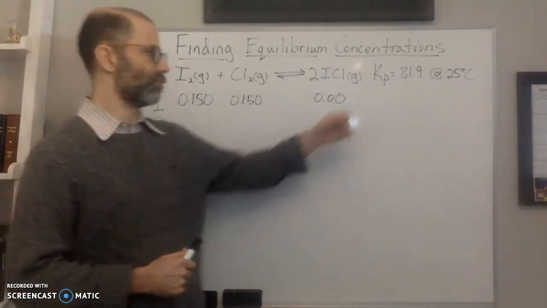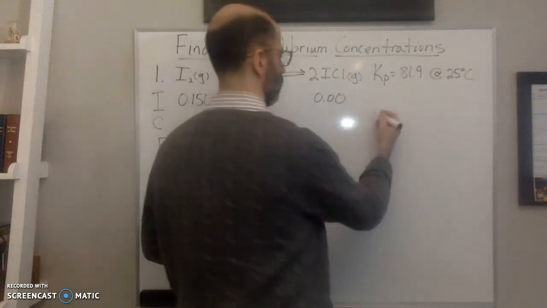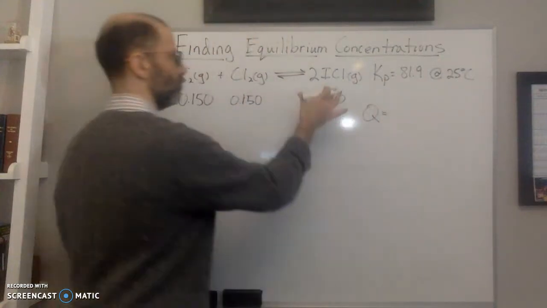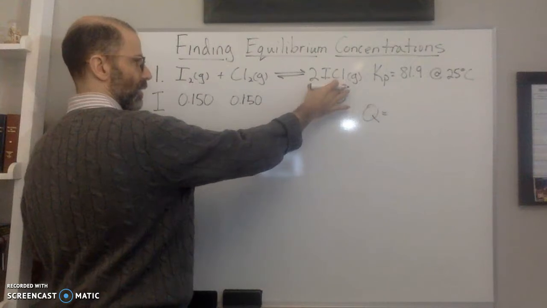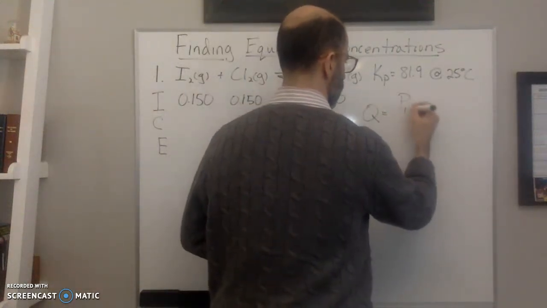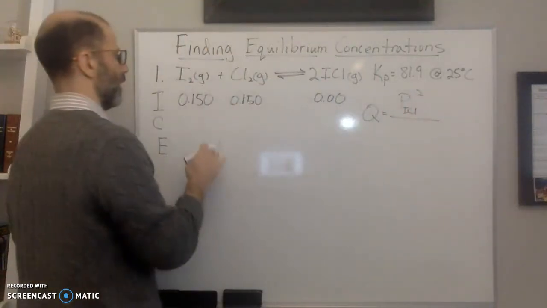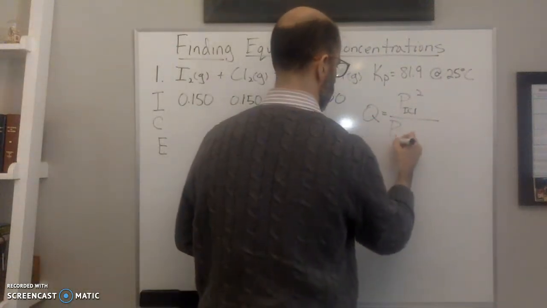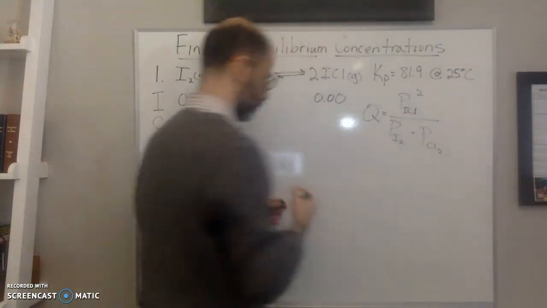So again, the first thing you want to do is find your Q, your reaction quotient, and you're going to compare that to Kp. So setting up your reaction quotient is the same as setting up your Kp expression. You're going to write Q is equal to the pressure of ICl to the second power, squared, and these two, the pressures of these two multiplied together. So we'll have the pressure of I2 multiplied by the pressure of Cl2.